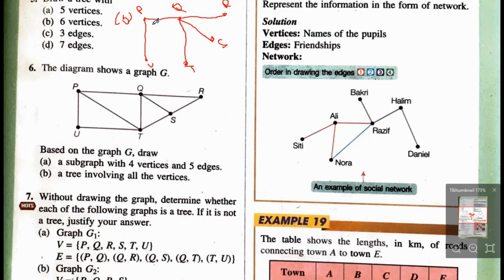Okay, double check first. So I have 1, 2, 3, 4, 5, 6. 6 vertices here. So number of edges must be 6 minus 1 equals to 5. So I can only have 5 lines here. 1, 2, 3, 4, 5. Yes. So this is the answer for B.